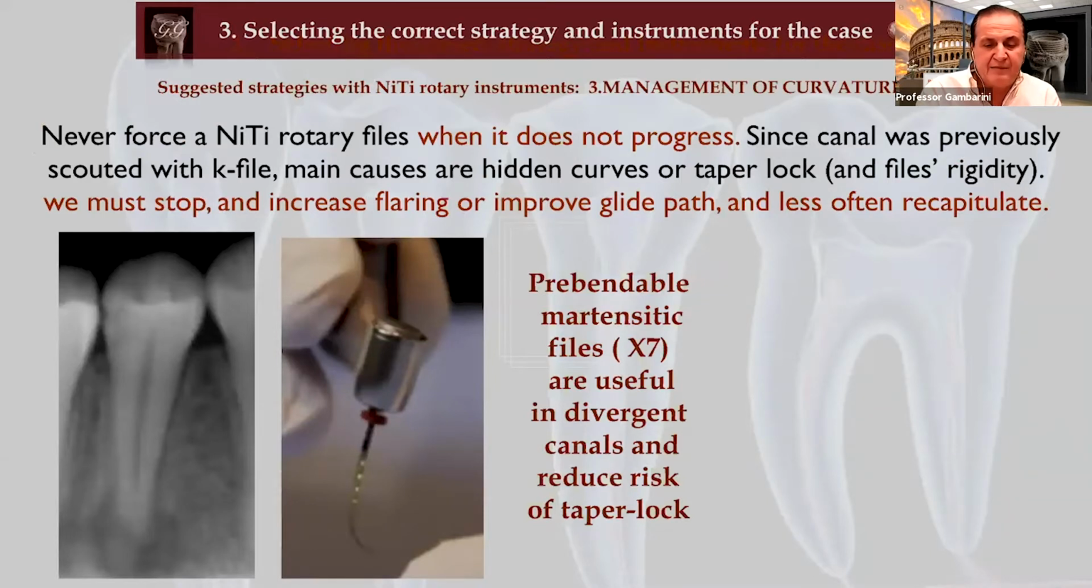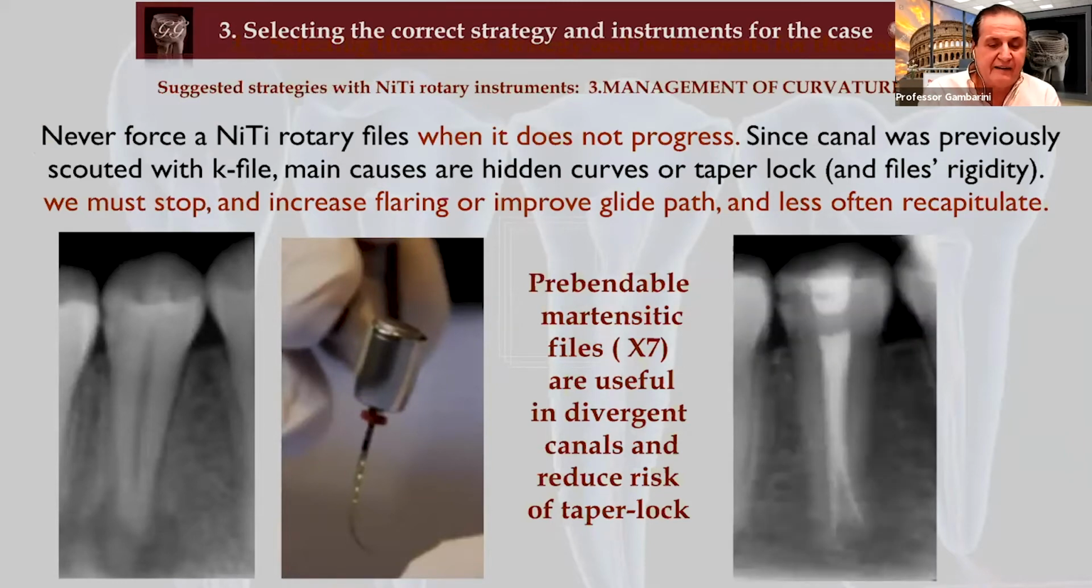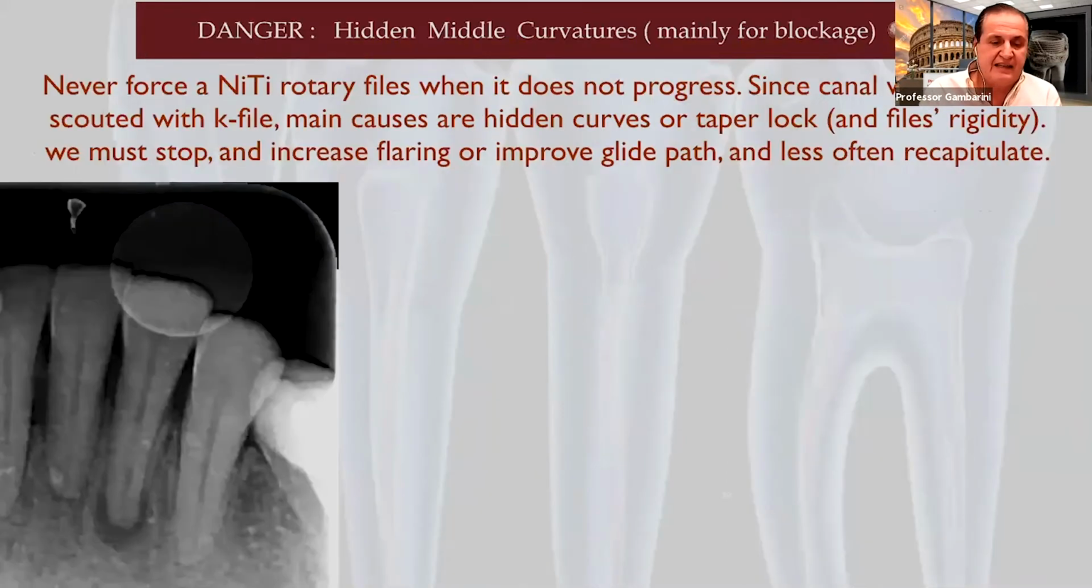So the prebendable martensitic files, especially the X7, are also extremely useful in divergent canals, and they can also reduce the risk of taper lock because their maximum diameter is very small. So I think this is a quite interesting new generation of file that allows you to treat complex anatomy in a much more interesting and profitable way.